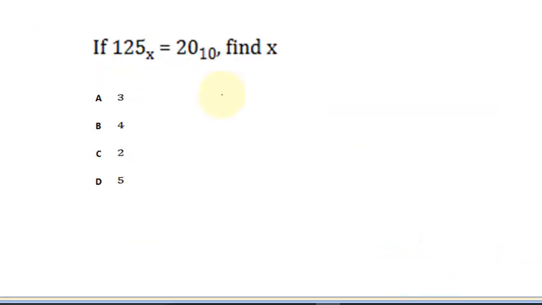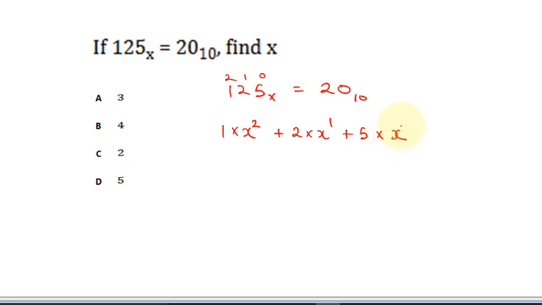Okay, so the next question we are going to be solving, it's 125 base x is equal to 20 base 10. Now, in order to solve this, the first thing you need to do is convert everything to base 10. So this is going to be 125 base x is equal to 20 base 10. So this will be my 0, my 1, my 2, and so this is going to be 1 times x raised to power 2 plus this is going to be 2 times x raised to power 1 plus 5 times x raised to power 0 is equal to 20. Already our 20 is in base 10, so you don't need to solve anything there.